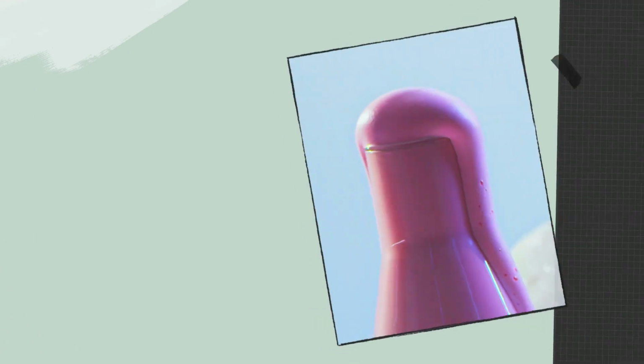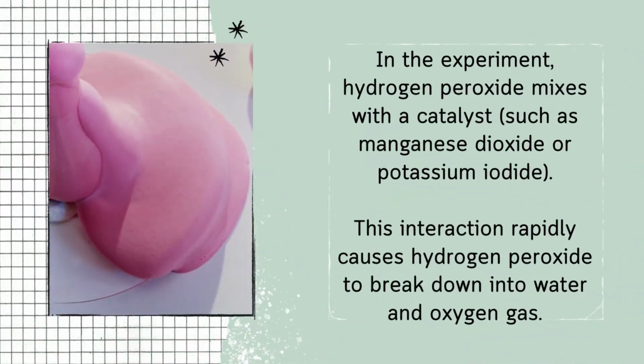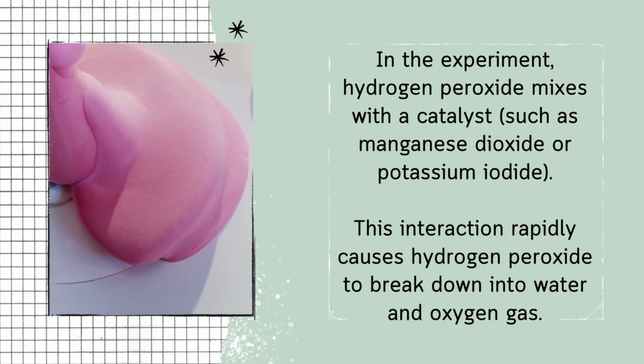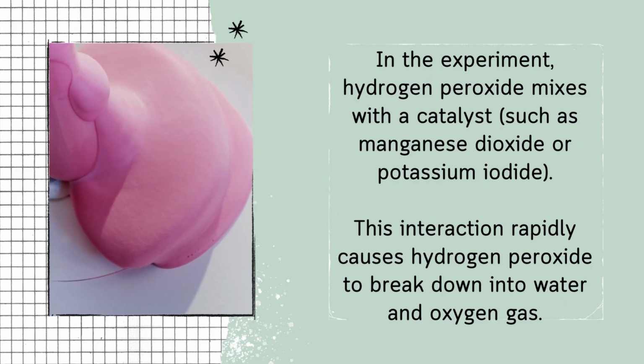Have you seen the elephant toothpaste experiment? The reaction produces a large volume of oxygen gas, creating a foamy eruption that resembles toothpaste being squeezed out of a tube. In the experiment, hydrogen peroxide mixes with a catalyst, such as manganese dioxide or potassium iodide. This interaction rapidly causes hydrogen peroxide to break down into water and oxygen gas.